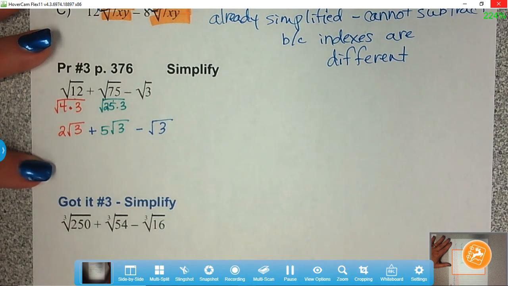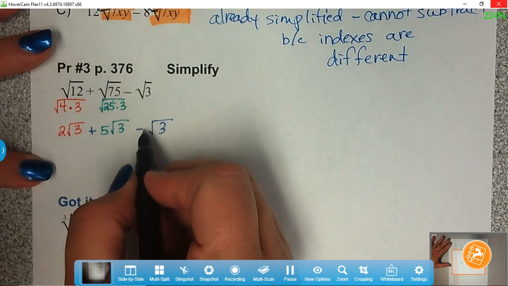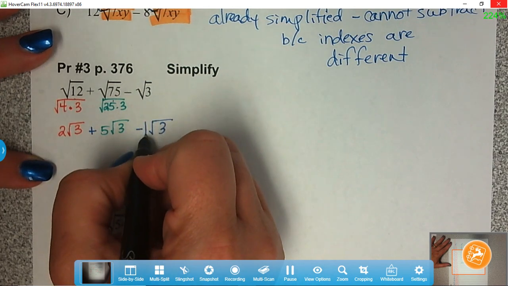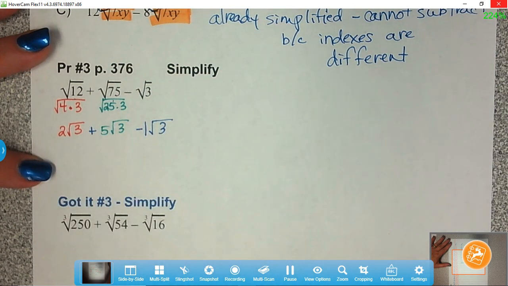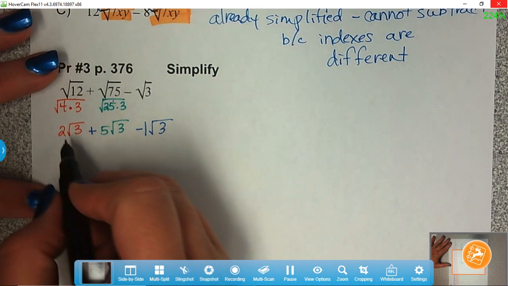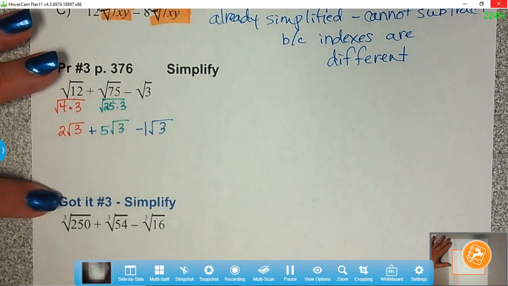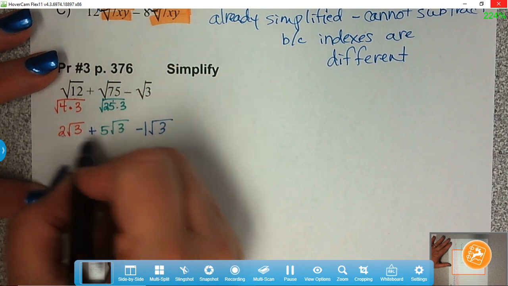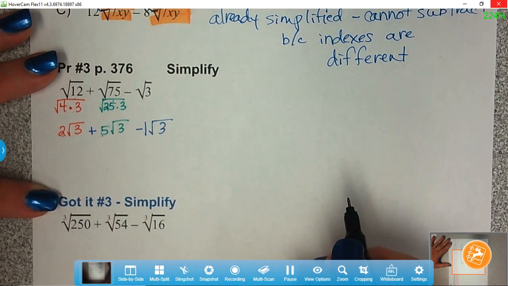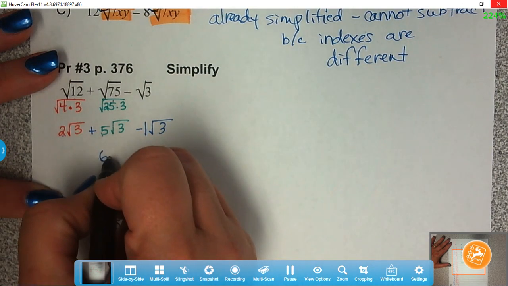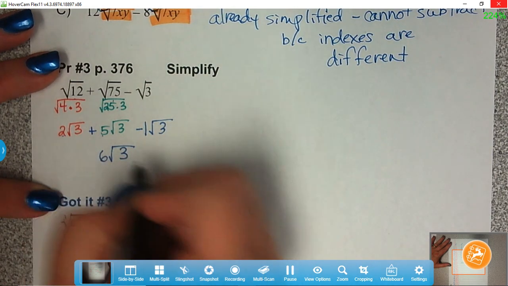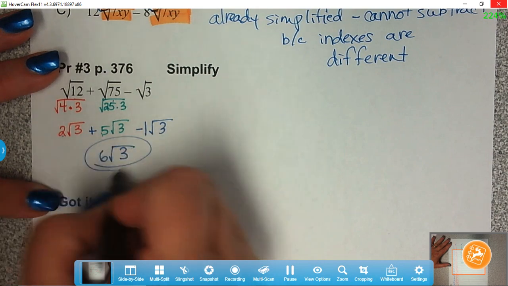So here's what I would recommend you do. You don't have to, but I highly recommend it. My coefficient for this one is a 1. Please write it down so that you don't make a mistake and just forget about it. Okay, now I have like radicals. They are all square roots of 3. So I'm going to add and subtract my coefficients. 2 plus 5 is 7, minus 1 gives me 6. Keep the square root of 3, and that's your answer.